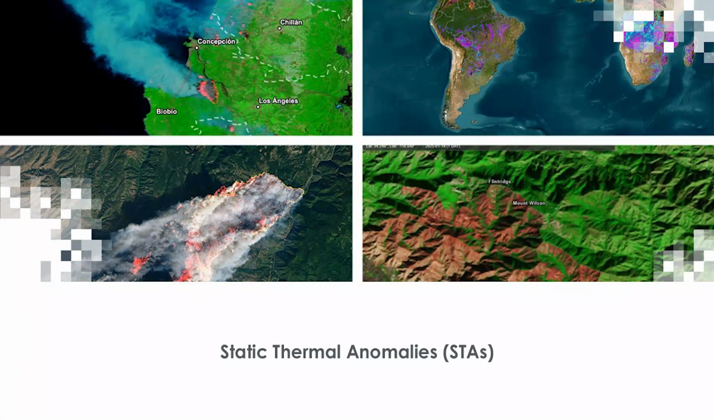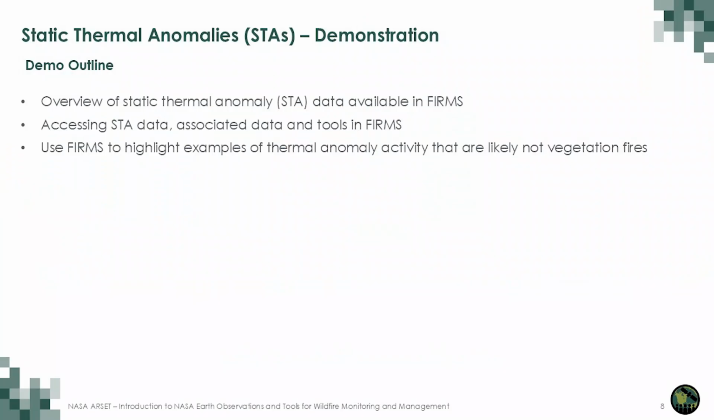First demonstration by Brad will be on static thermal anomalies. In particular, his outline will show an overview of static thermal anomaly data available in FIRMS, accessing STA data, associated data and tools in FIRMS, and how to use FIRMS to highlight examples of thermal anomaly activity that are not likely vegetation fires. Over to you, Brad.